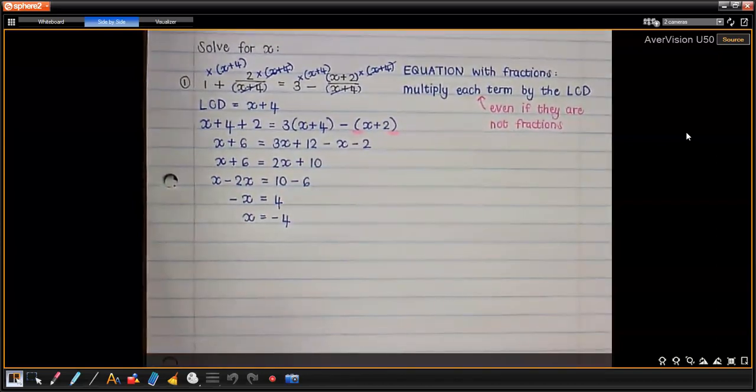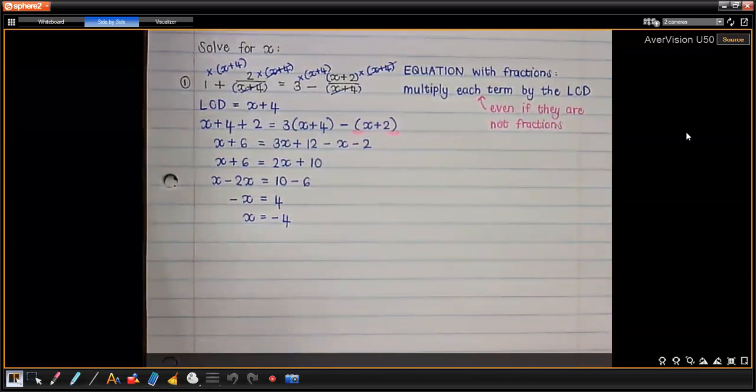Okay, some people say you're just moving the minus to the other side. That's fine. You can think of it in that way. Okay, so x is -4. Now we're regretting choosing this question, because now what's actually happening here?